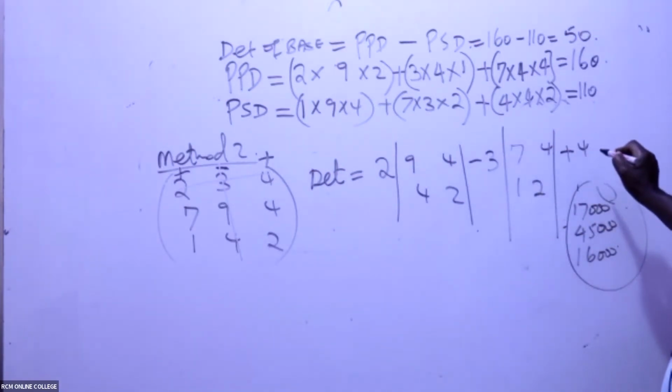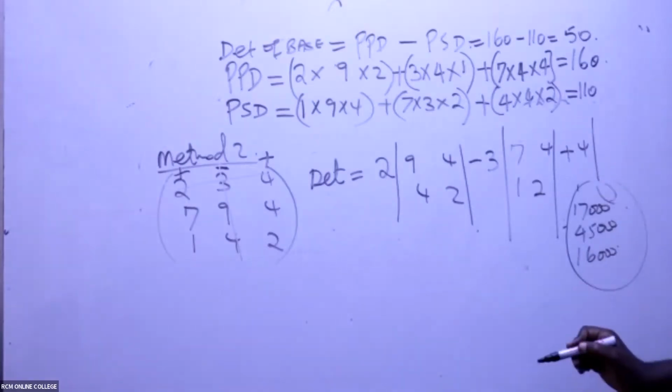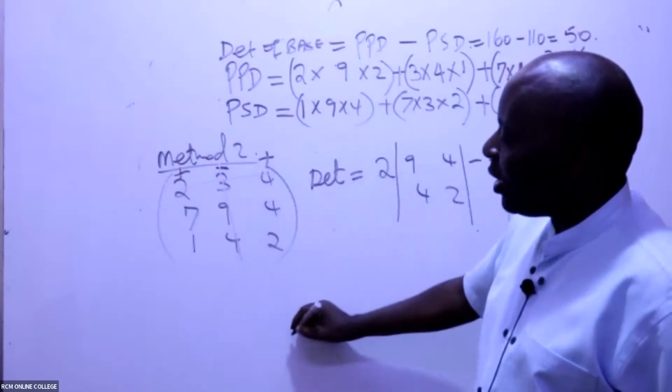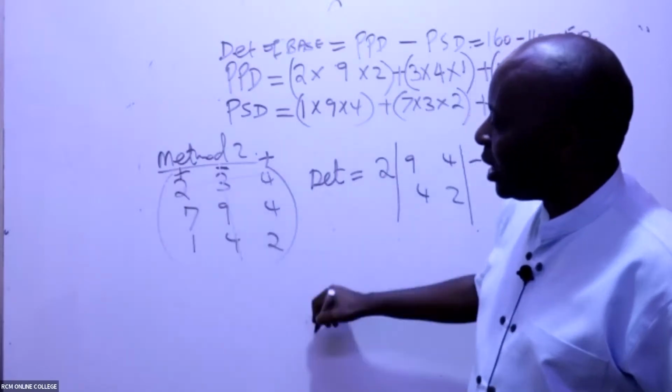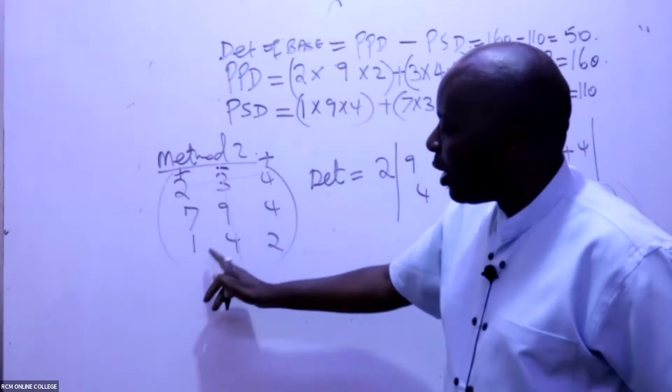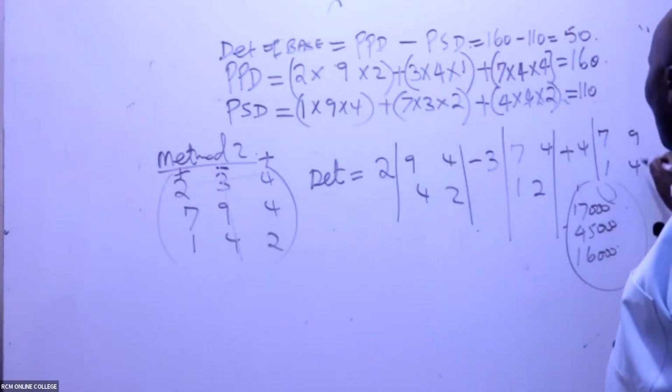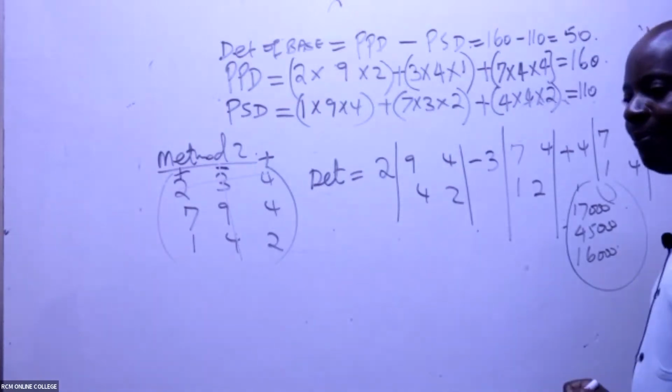Positive 4. And then in this case, if you do your hide and seek, you'll be left with this and this. You'll be left with 7, 9, 1, 4 uncovered. So we have here 7, 9, 1, 4 uncovered like that.